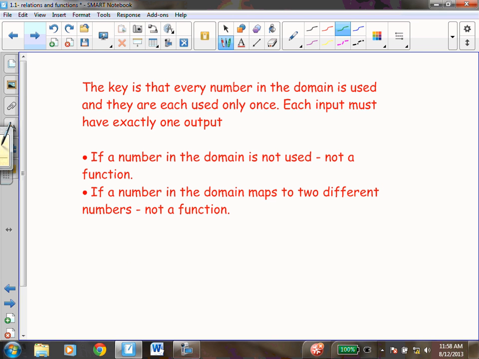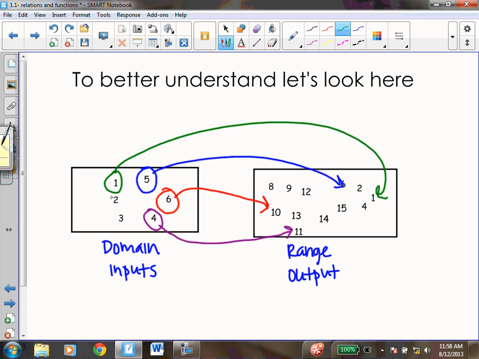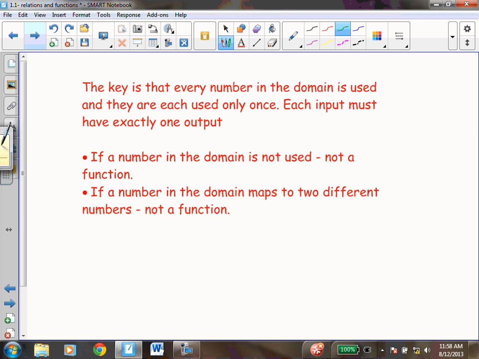The key is that every number in the domain is used, and they are each only used once. Each input must have exactly one output. So in my picture right here, I have not used the inputs of 2 and 3. Therefore, I cannot say that this is a function because I don't have output values for 2 and 3. If a number in the domain is not used, then it cannot be a function. If a number in the domain maps onto two different numbers, meaning that it has two outputs, then it is also not a function.